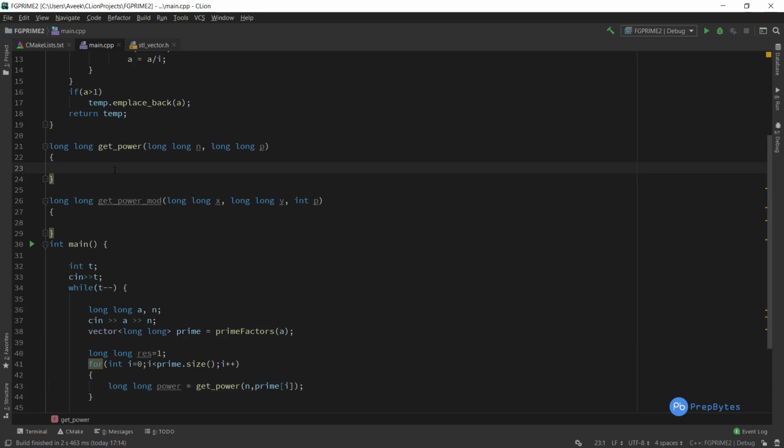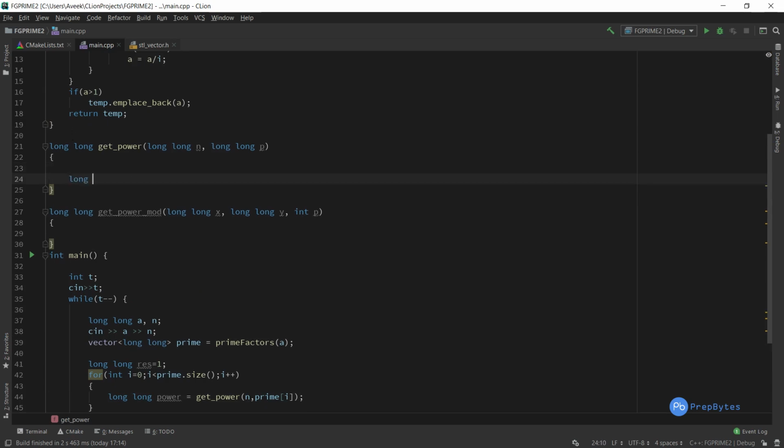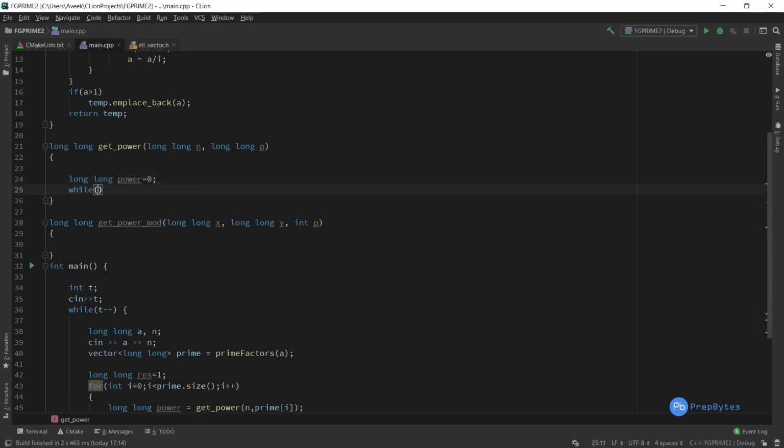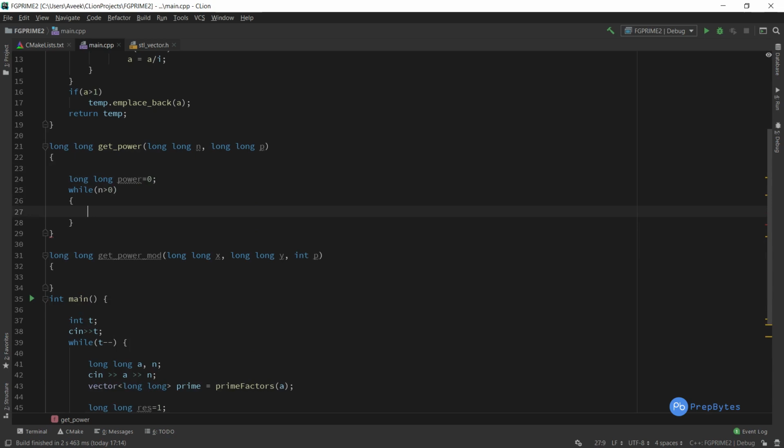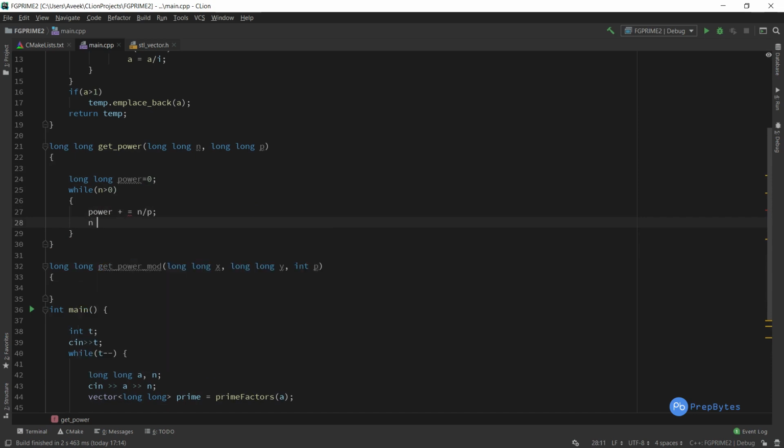In the getPower function, what we are going to do is very direct and very small. So long power equals 0, while n is greater than 0, keep dividing and adding. So power plus equals n divided by p, and n equals n divided by p. So this is how the power will be calculated.